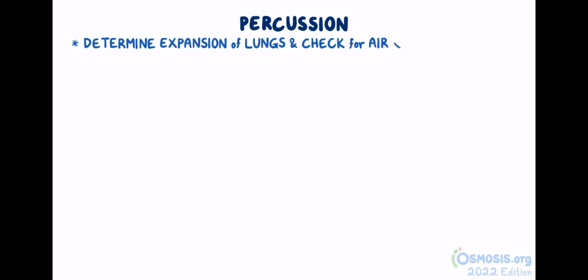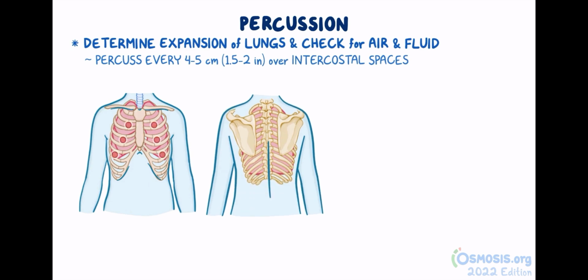Now let's move on to percussion, which is used to determine the expansion of the lungs and check for the presence of air and fluid. To do this, percuss every 4 to 5 centimeters or 1.5 to 2 inches over the intercostal spaces, taking care to avoid the ribs, comparing the anterior and posterior chest bilaterally.